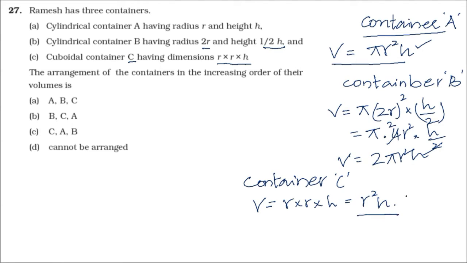You compare this R square H with pi R square H. Pi r square h will be larger because 22 upon 7 is a number which is greater than 1. So the value will increase. And container B is 2 times pi r square h, so further it increases. It goes in the increasing order like container C followed by container A followed by container B. This is there in option C. So option C is the right answer.